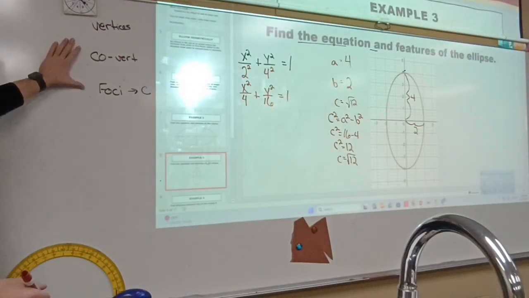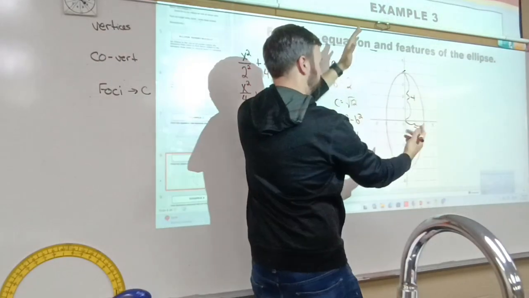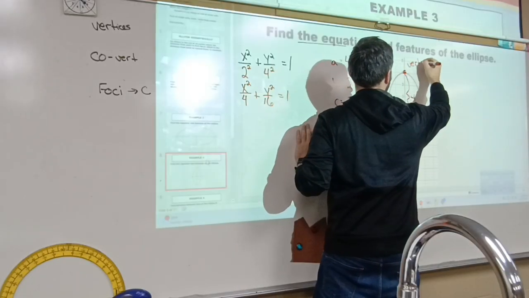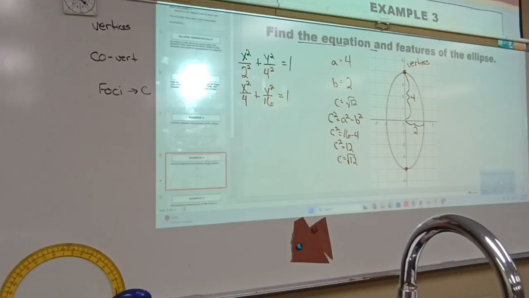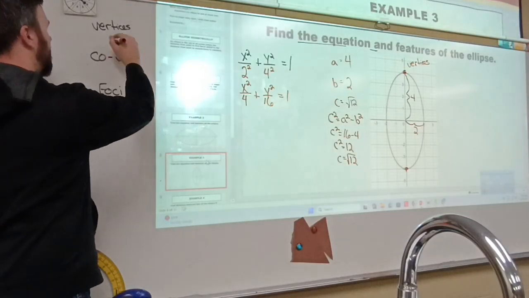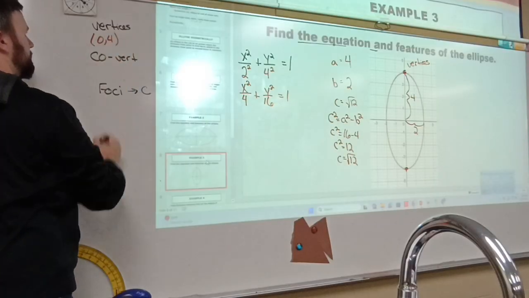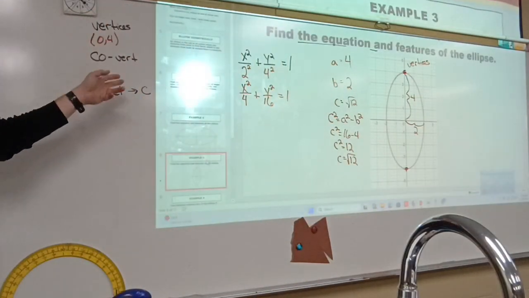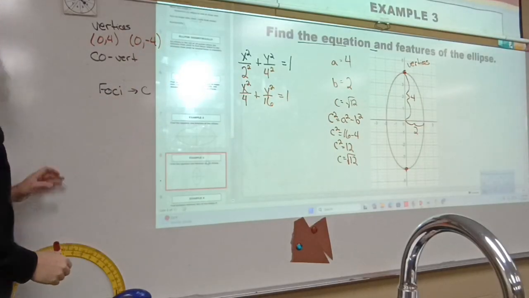So I'm going to just do the vertices and covertices and foci and write down those. Now for my vertices this time, they are not this way. They're this way. These are my vertices because that's my major axis, right? That's my longer side. So now, what point is that on a graph? 0, 4? At that point. Have you noticed so far there's a pattern? 0, 4, so the other one's 0, -4.